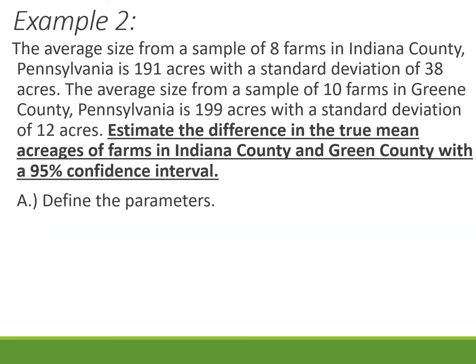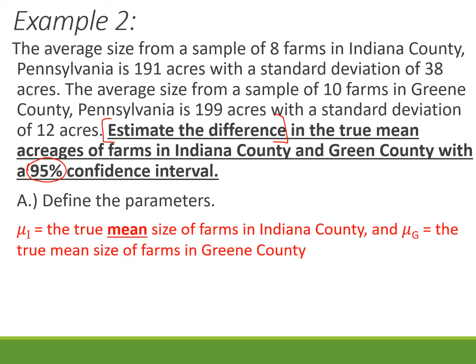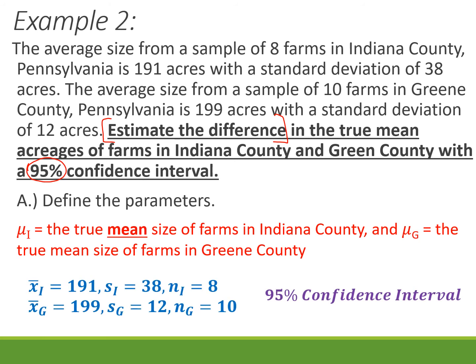That was the hypothesis test. Let's do the same problem again with a confidence interval. The wording in the text of the problem changes because now it's asking us to estimate the difference in the true mean acreages of farms in both these counties. We're going to use a 95% confidence interval. Defining the parameters, same thing, and important information listed across the bottom here.